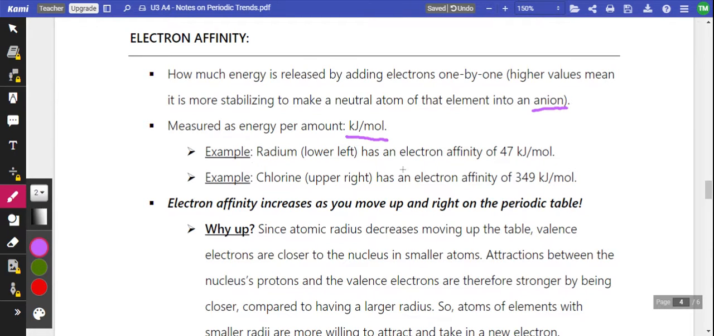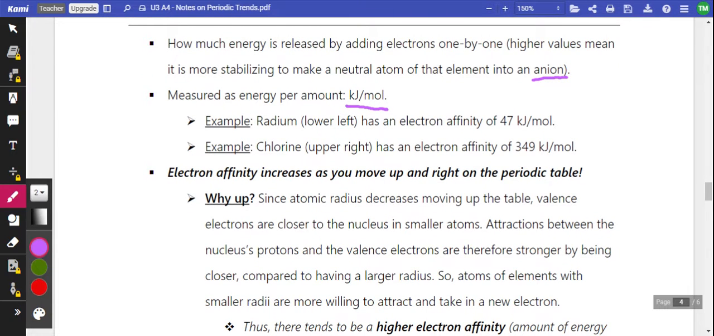All right, and to give some baseline examples, radium has an electron affinity of about 47 kilojoules per mole, whereas chlorine, up in the upper right of the periodic table, has an electron affinity of about 349 kilojoules per mole. So let's see what that would be like, 7 times as much as radium, which is pretty crazy. Electron affinity has a trend, just like all these other things, and it increases as we move up and right on the periodic table.